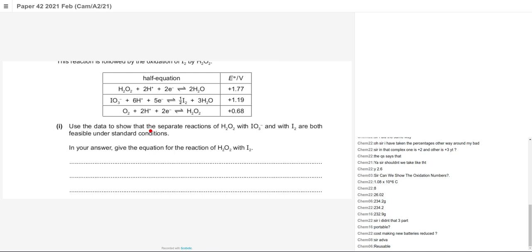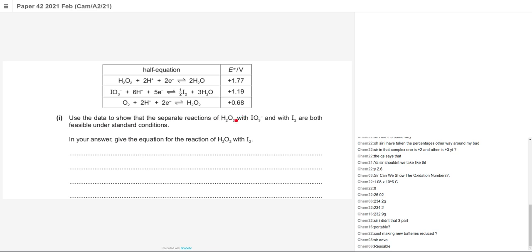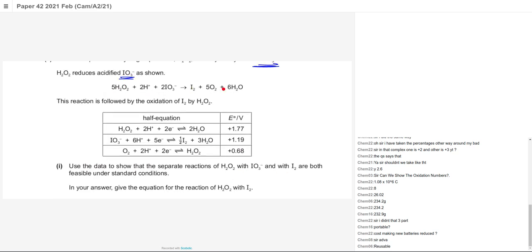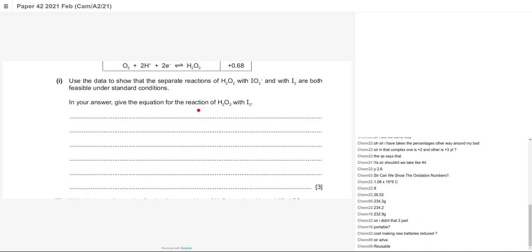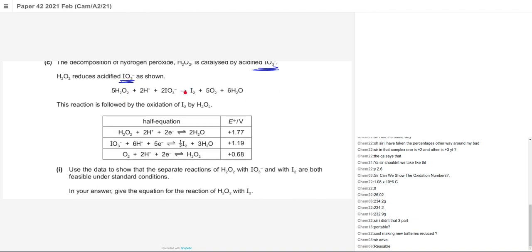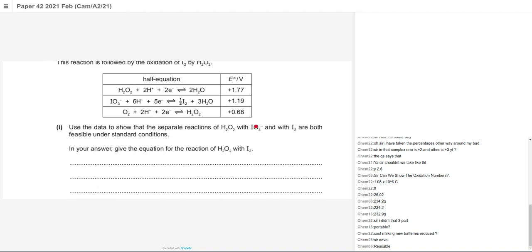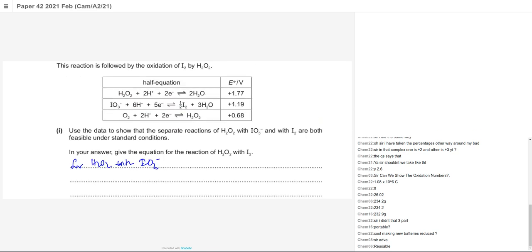Use the data to show that the separate reactions of H2O2 with IO3 minus, this reaction already shown, and with iodine are both feasible under standard conditions. In your answer, give the equation for the reaction of H2O2 with I2. So let's first of all show that this is feasible, right? For the first reaction, H2O2 with IO3 minus, there is no need to construct the equation because it's already constructed. Let's find the E cell value for that.